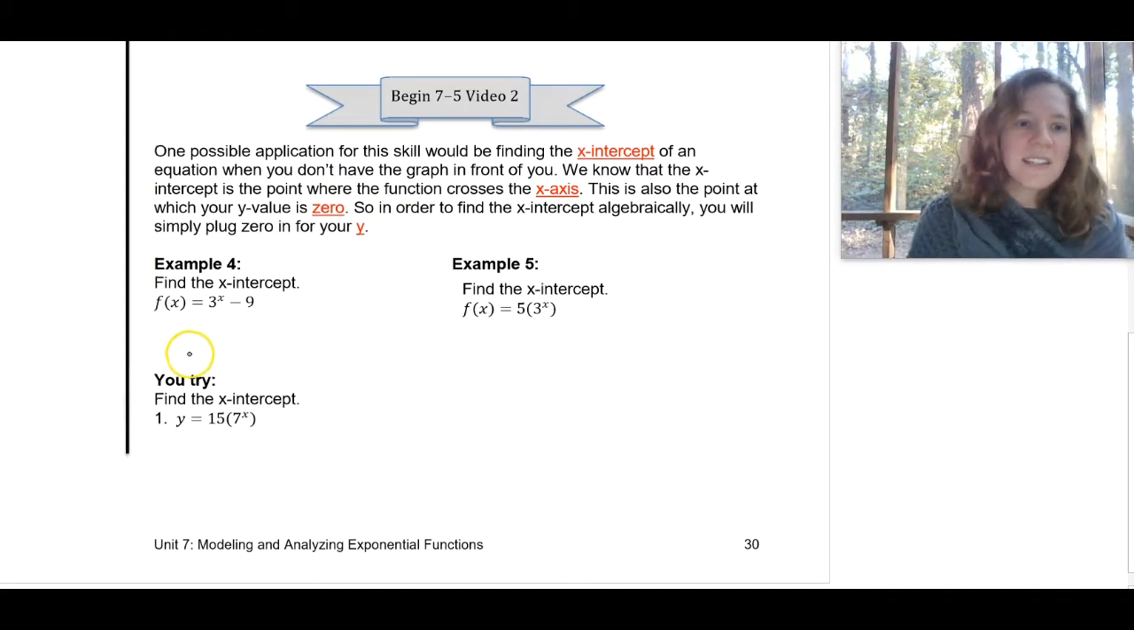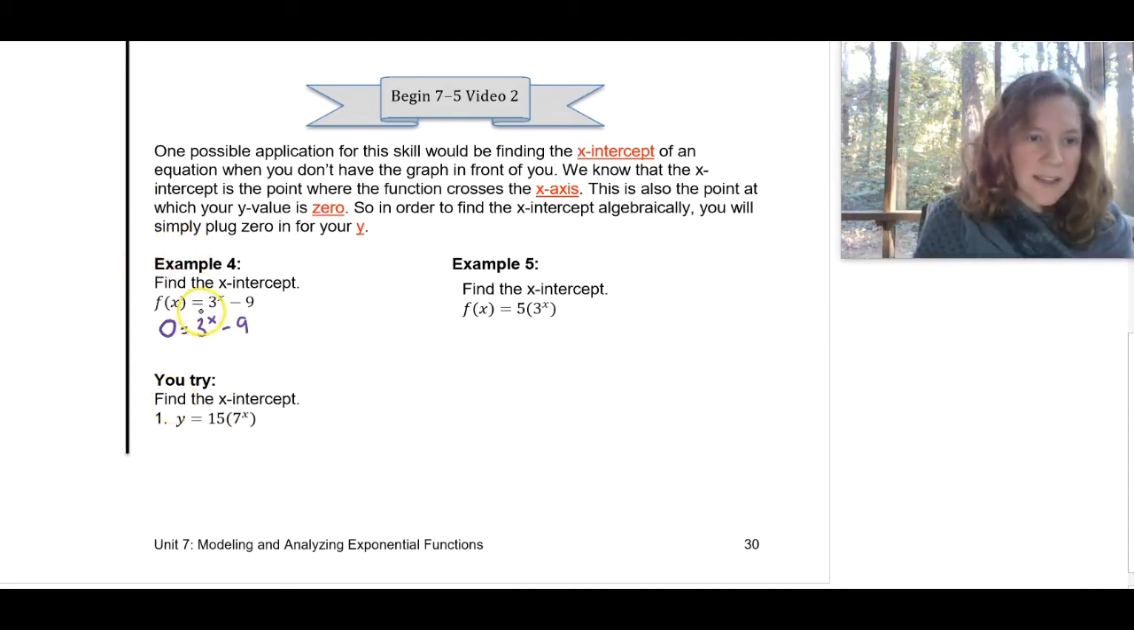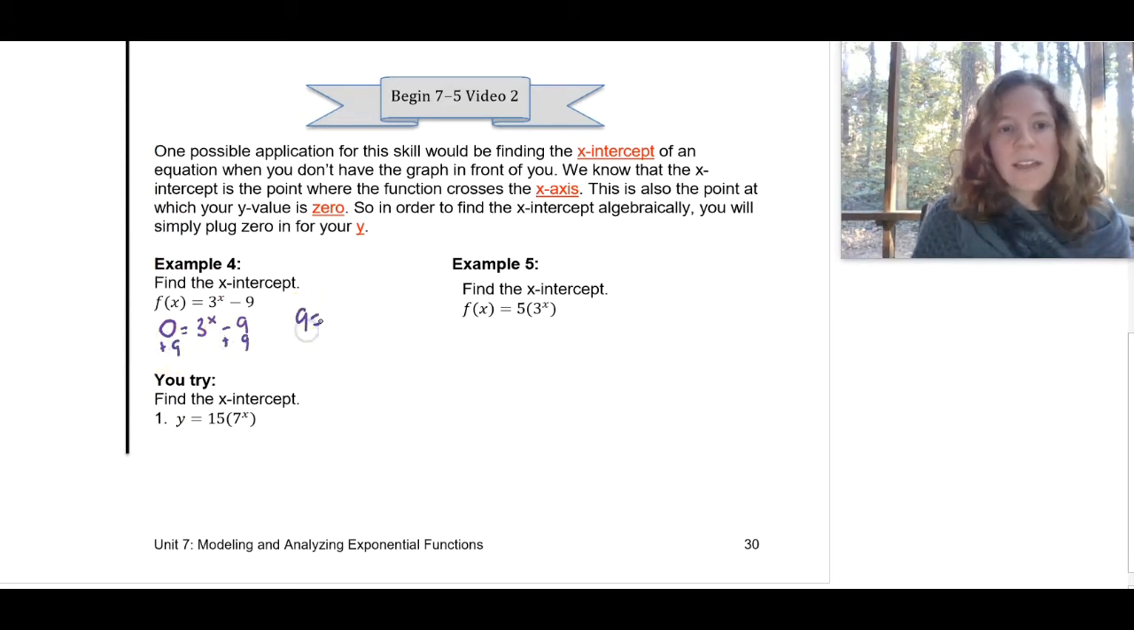Alright, so this is going to be very similar to what I did in the previous video, except this time I have an f of x. I've got to set that equal to 0, because remember, f of x is just y. And now I can solve this. I've got to get that 3 to the x by itself, so I'm going to add 9 to both sides. And I get 9 equals 3 to the x.